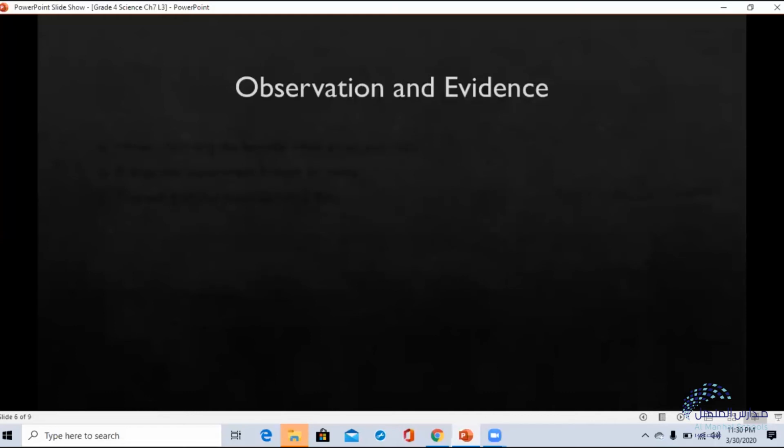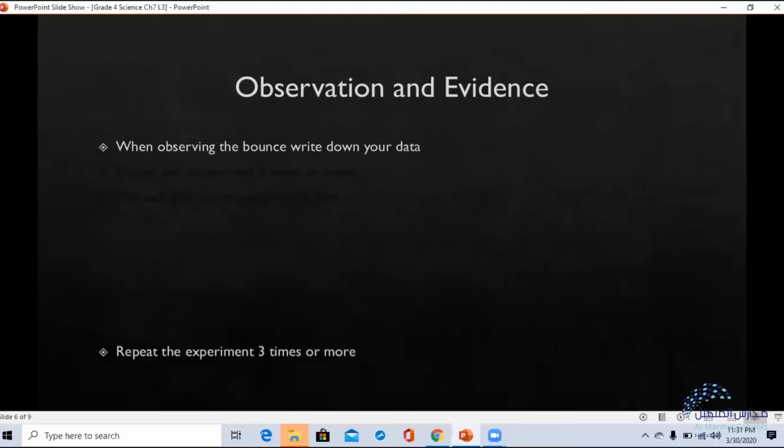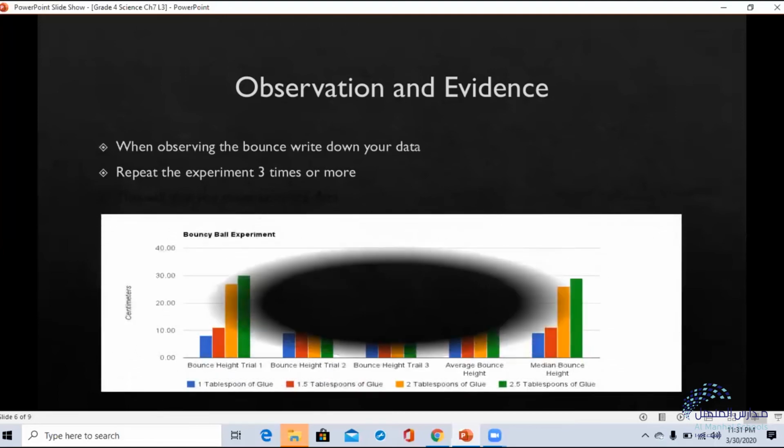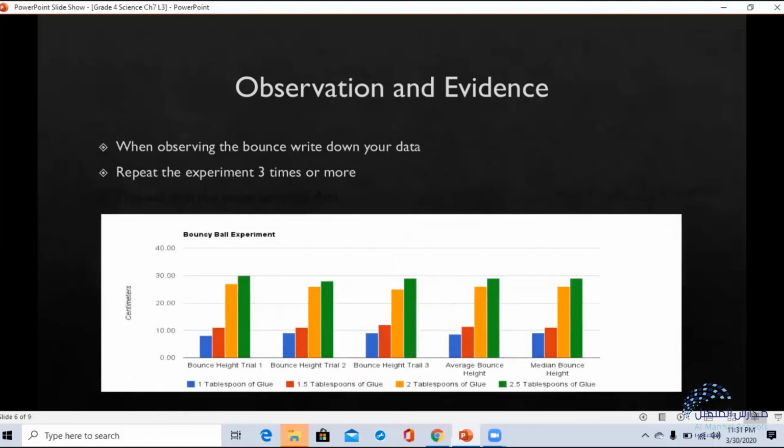Observation and evidence. When observing the bounce of the ball, you need to write down your data on a piece of paper. Repeat the experiment more than 3 times. This will give you more accurate data readings, and this will give you the best results.